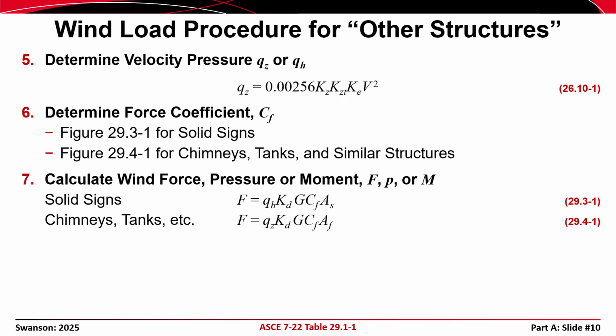One thing to note here is that for solid signs, the wind force is based on the velocity pressure at the top of the sign, Q sub H. But for other structures, such as chimneys, tanks, and truss towers, the wind force is based on the velocity pressure Q sub Z that varies over the height of the structure.